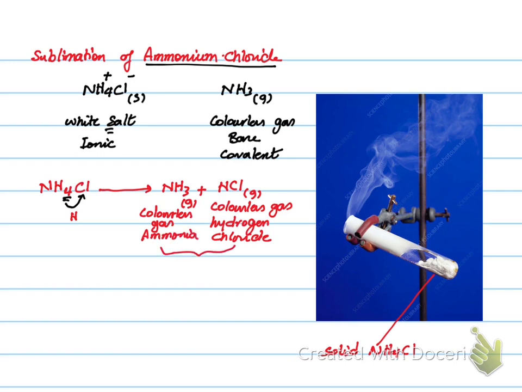So the mixture of colorless gases, ammonia and hydrogen chloride, are present here inside the test tube. This is the colorless mixture of gases.